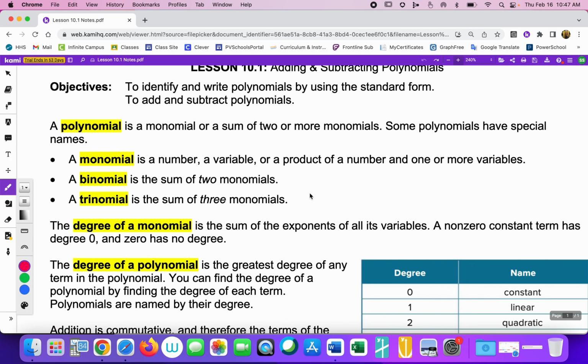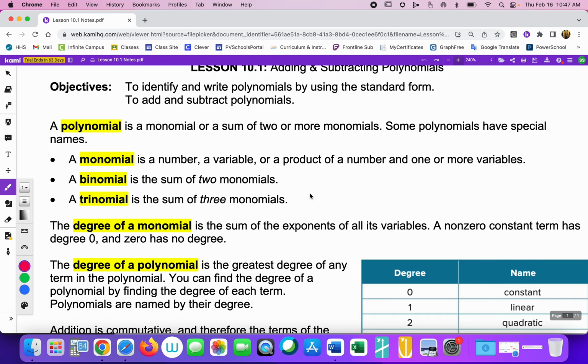So a polynomial is a monomial. We were dealing with monomials last unit. That was with all the exponents. As long as it was a single term, that's a monomial. So a polynomial is one or more, or a sum of two or more monomials. And then some of them have a special name depending on how many terms they have.